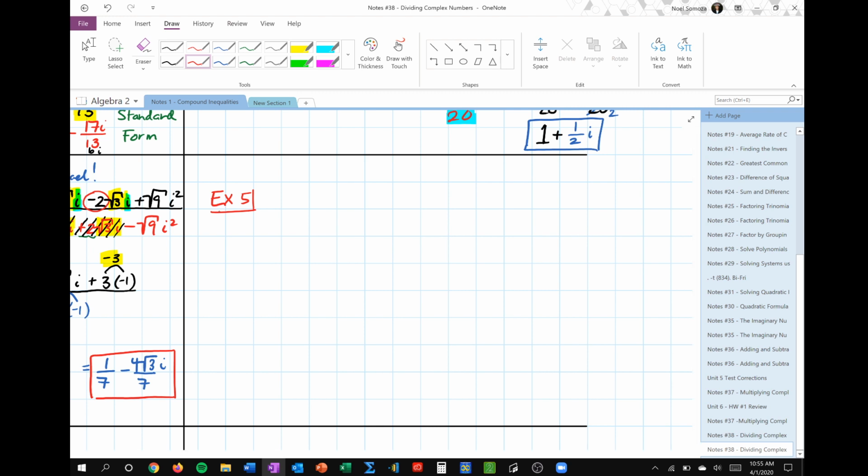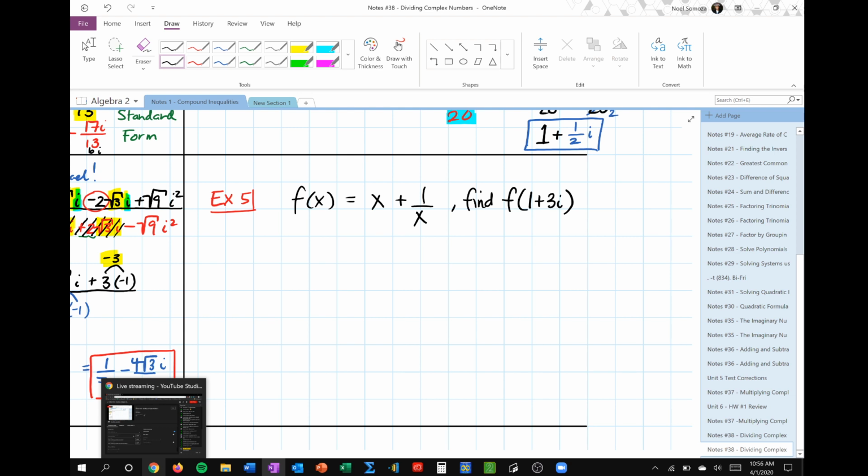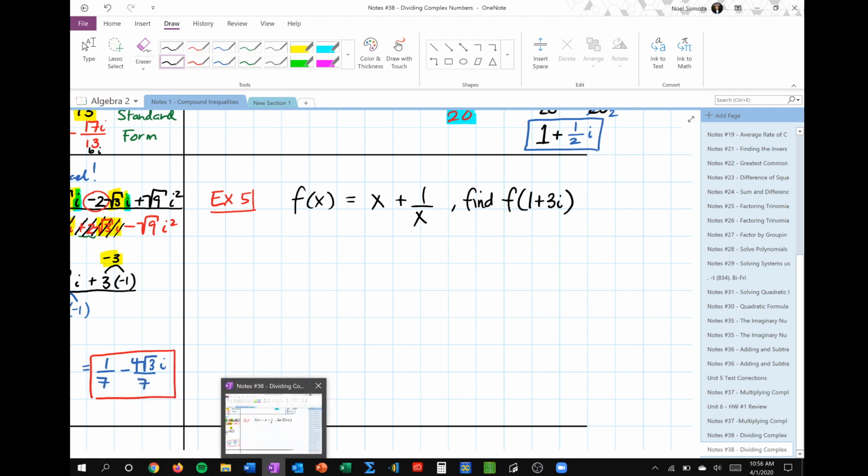Okay, so you're going to start off with a function. Let's say it's f of x, and they tell you that f of x is equal to x plus 1 over x. Okay, and then it tells you find the function if it's evaluated at 1 plus 3i. Okay, so we've done things like this before. This is very similar to composition of functions, where you had to take one expression, and then plug it in wherever you see x. Okay, so here, whatever's inside of these parentheses, the 1 plus 3i, that's what you're going to substitute for your x value.